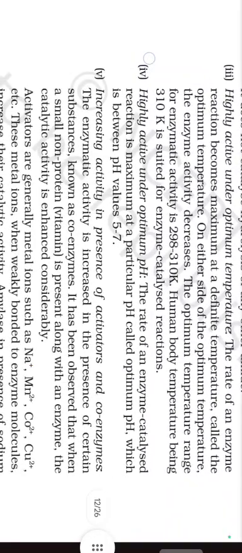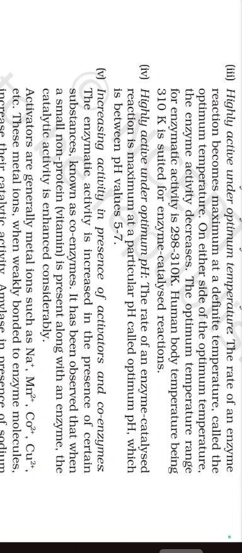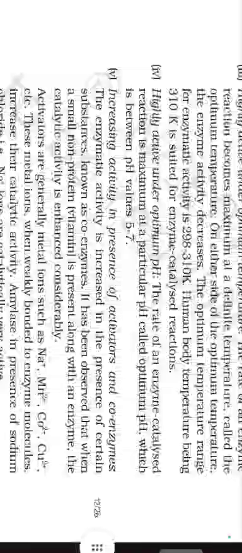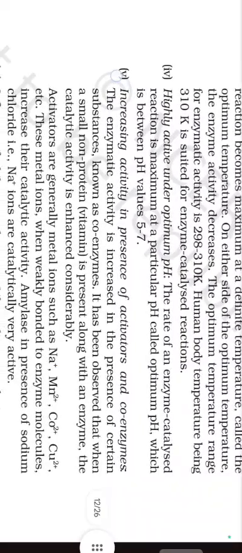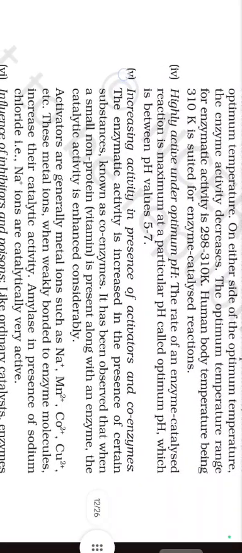Third, highly active under optimum temperature. The rate of an enzyme reaction becomes maximum at a definite temperature called the optimum temperature. On either side of the optimum temperature, the enzyme activity decreases. The optimum range for enzymatic activity is 298 to 310 Kelvin. Human body temperature being 310 Kelvin is suited for enzyme catalyzed reactions.